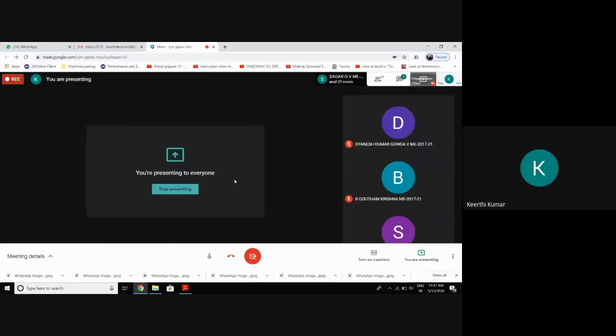So I think probably in the next class, I am going to wind up this free convection module. I'll wind up this free convection. If there are any doubts in free convection, please ask me.